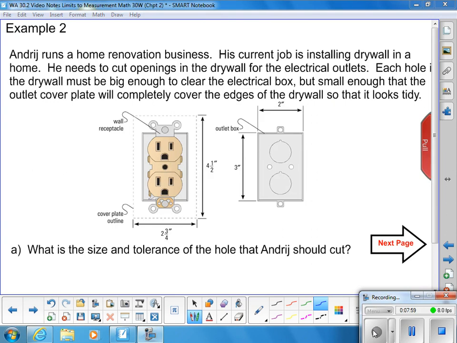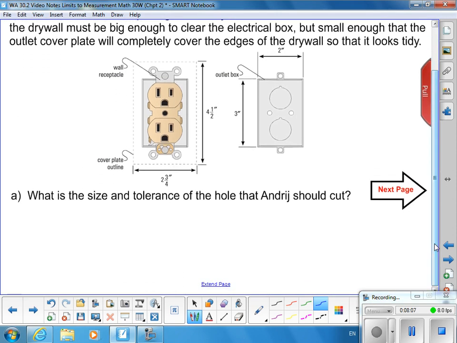In example 2, we have a home renovating business, and we are trying to cut out electrical boxes for outlets. What is the size and tolerance of the hole? Well, this dimension is how big the space is for the plug, and this is how much space there is for the back box.